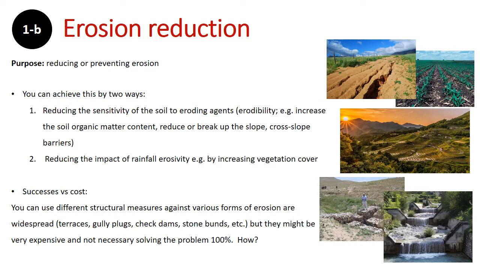The second technique that you can use to reduce erosion is reducing the impact of rainfall erosivity, and this means that you are trying to reduce the direct effect of the rainfall on the surface. As you studied before, as rainfall hits the surface, it can cause some erosive losses, and you can do this simply by having more vegetative cover. Things again must be weighed against cost.